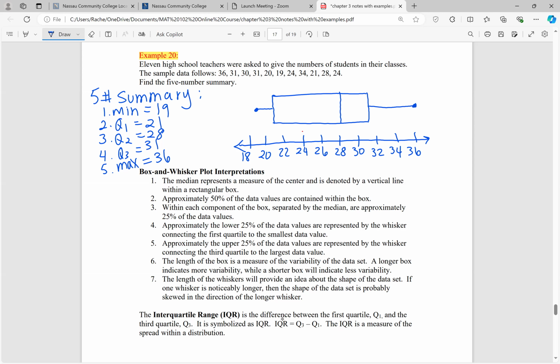So now what I want to do is let's talk about how we interpret these box and whisker plots, because I think that's really important. So not only should we be able to create one, but we should also be able to interpret them. So box and whisker plot interpretations.